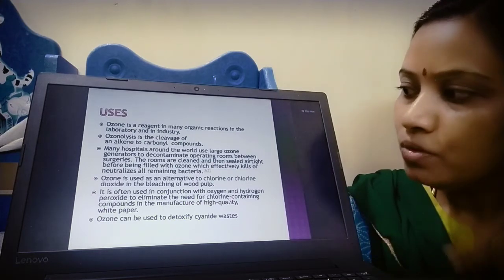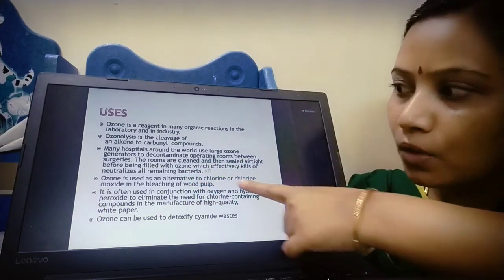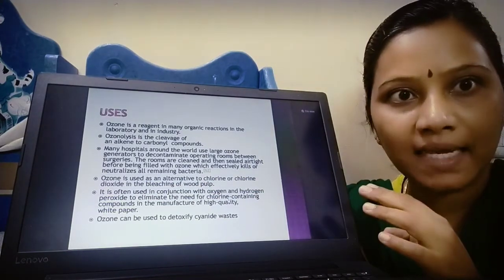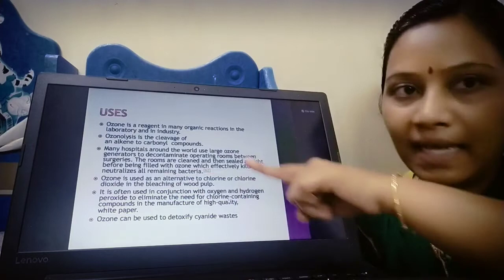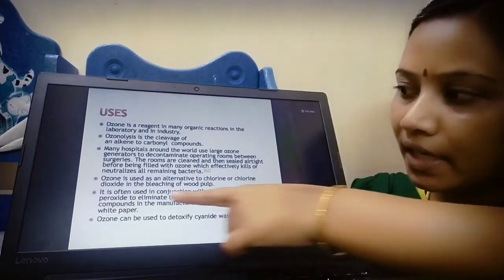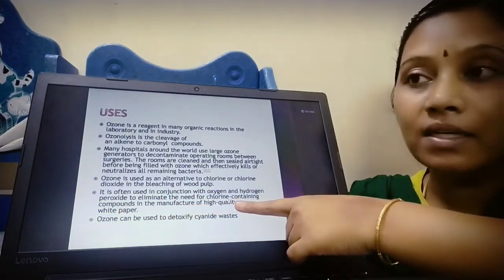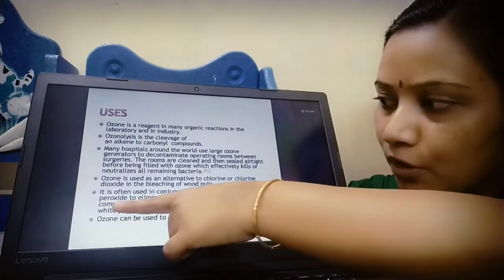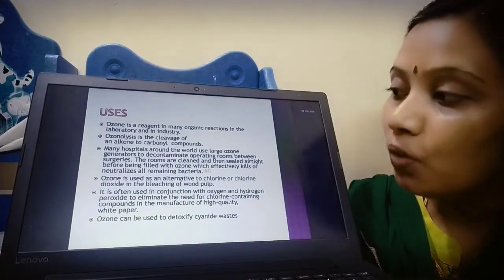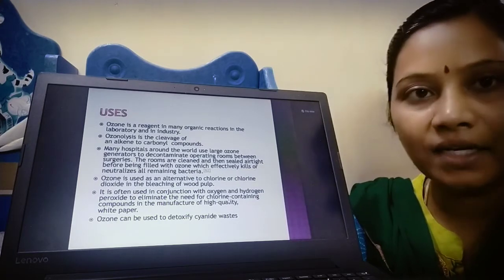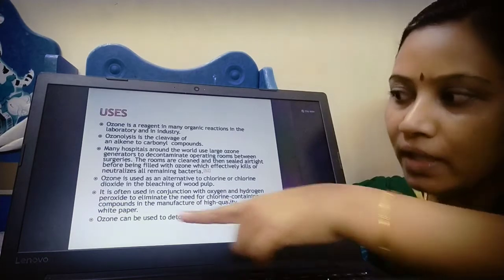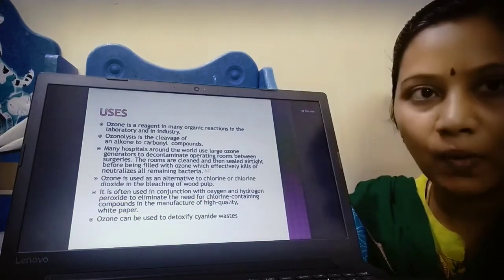It is used as an alternative to chlorine and chlorine dioxide in the bleaching of wood pulp. So we know about hypochlorous acid. Here it is used as an alternative for bleaching of wood pulp, and it is used in conjunction with oxygen and hydrogen peroxide, so that there is no need for chlorine containing compounds in the manufacture of high quality white paper. Okay, so when ozone is mixed with oxygen and hydrogen peroxide, it reduces the need for chlorine containing compounds to produce high quality white paper.